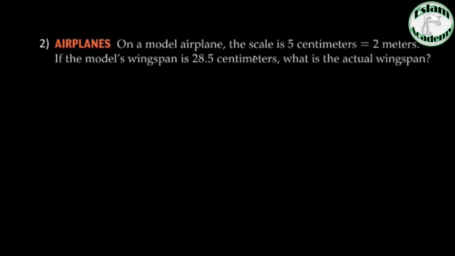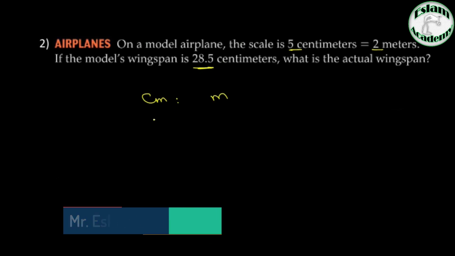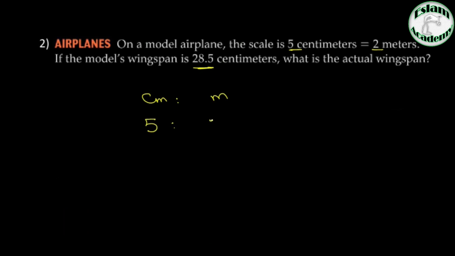Number 2. We have a model of an airplane. For each 5 centimeters, it represents 2 meters. Now if the model length is 28.5 centimeters, what is the actual length? Now we compare the length in centimeters to the length in meters. For each 5 centimeters of length, it is represented by 2 meters. Now if the length is 28.5, we need to find the actual length.